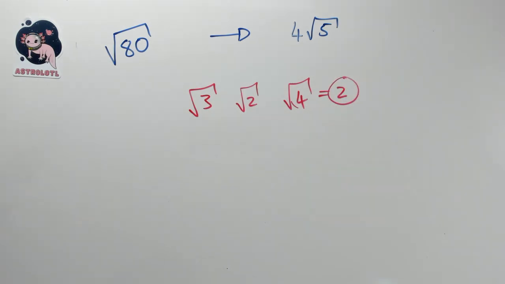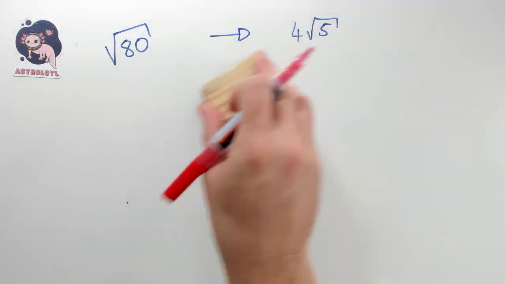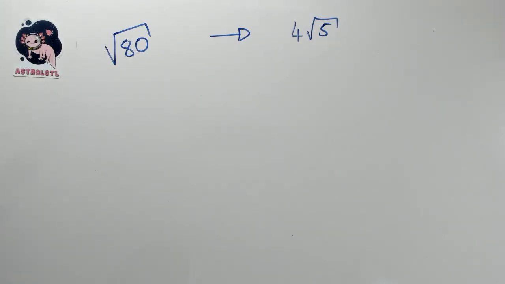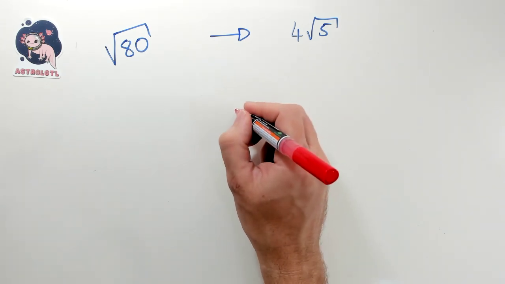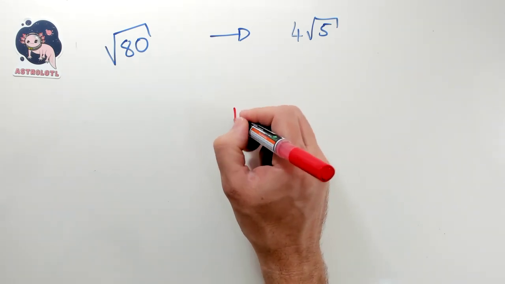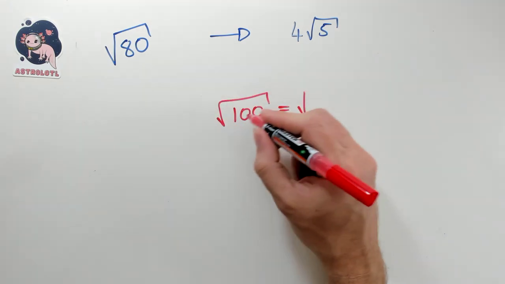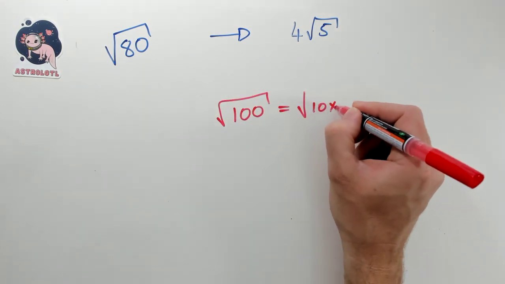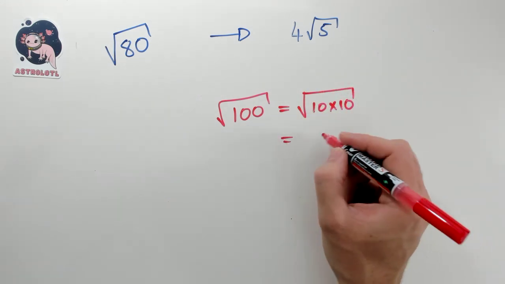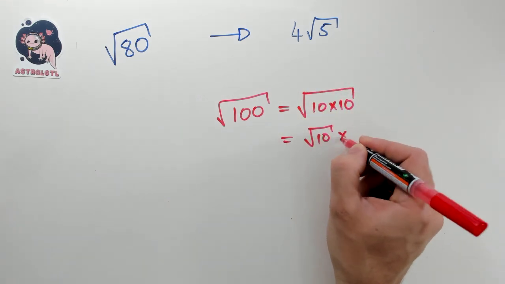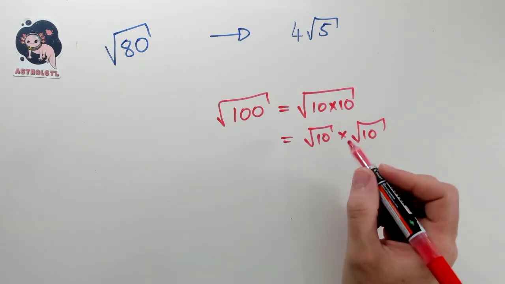There are certain rules when it comes to these square root signs, or radicals, that you might call them. So if I had the square root of 100, I can rewrite 100 as 10 times 10, so that would be the square root of 10 times 10, and this is the same as this. So with multiplication and division, we can split these up.